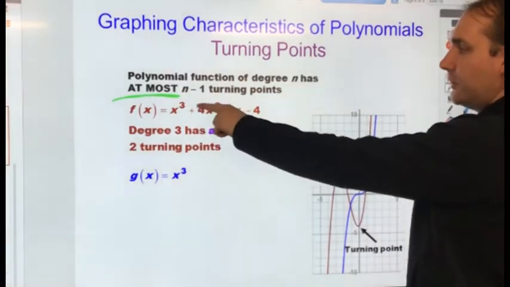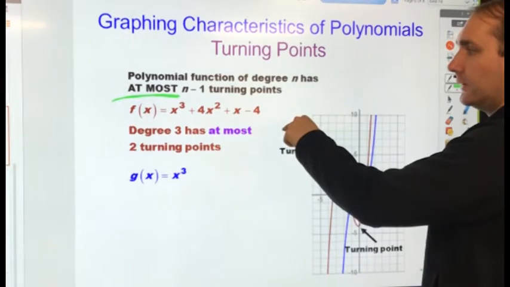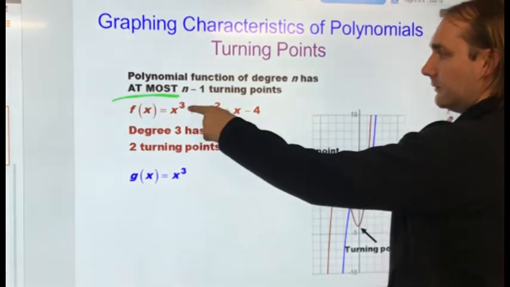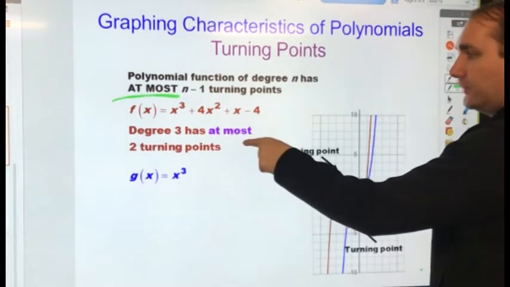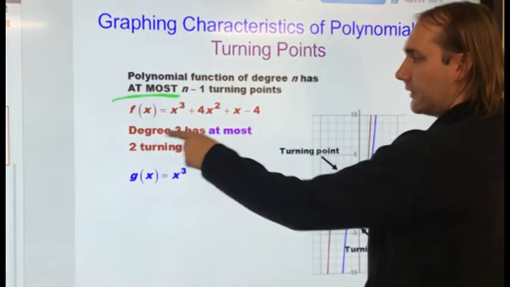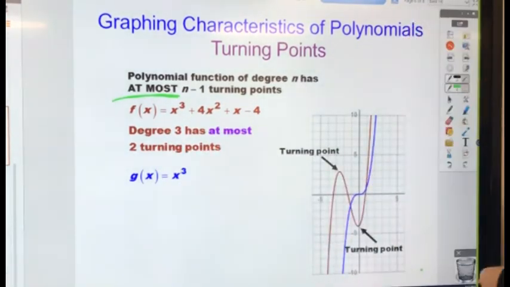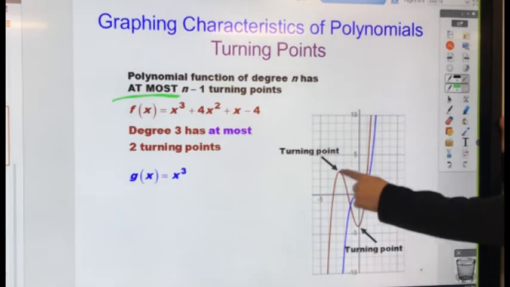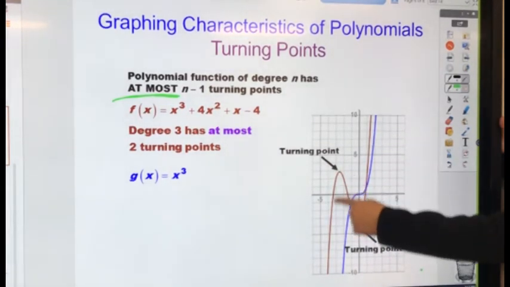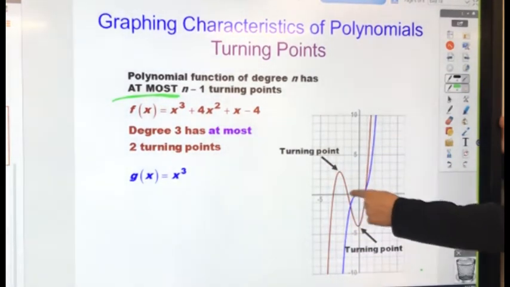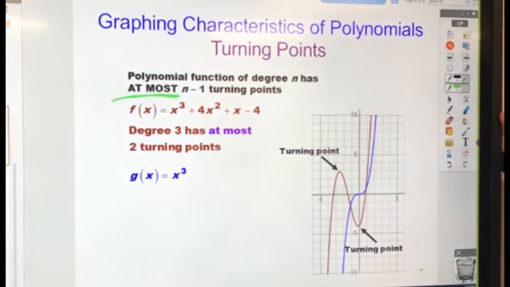So if I look at x cubed plus 4x squared plus x minus 4, degree 3, my highest power, it has at most 2 turning points. 3 minus 1 is 2. And if I look at that red graph here, I see it does have 2 turning points. Amazing. Increase, turning point, decrease, turning point, increasing again.